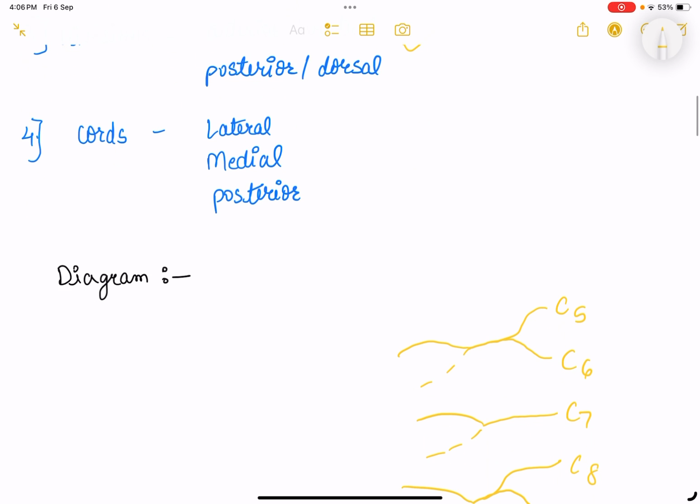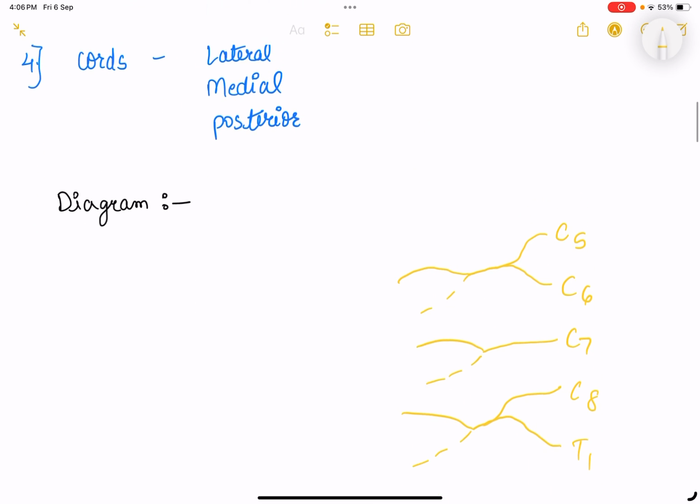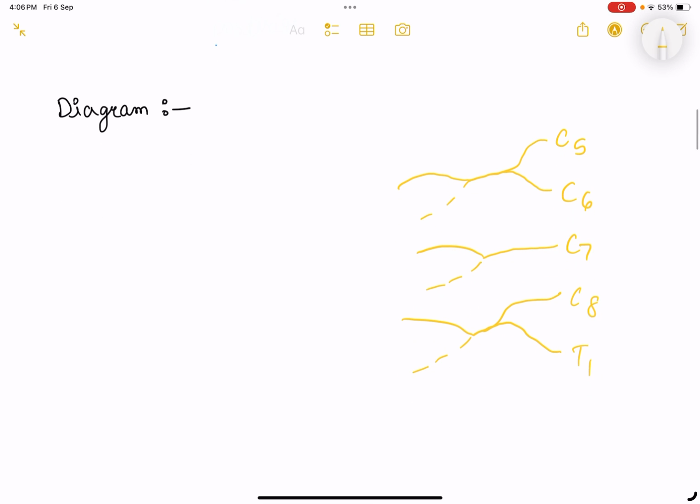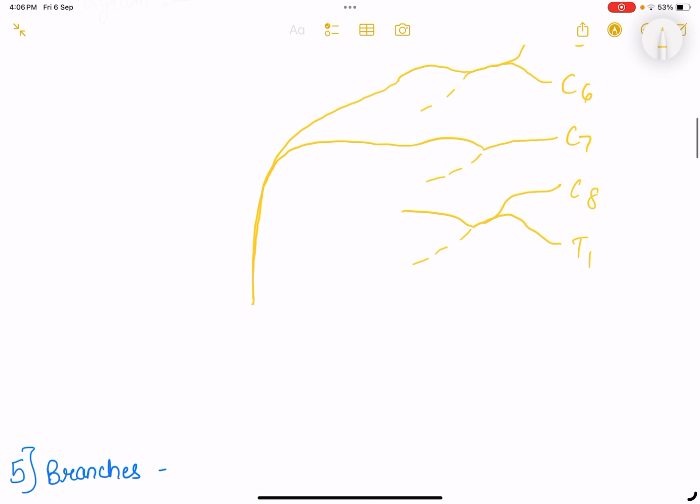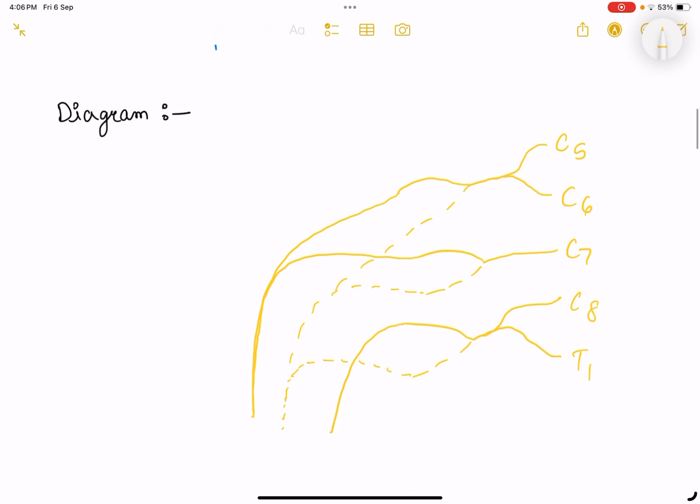Now I will explain to you the cords. There are three cords: lateral, medial and posterior. The lateral cord is formed by the joining of the anterior division of the upper trunk and middle trunk. The medial cord is formed by continuation of the anterior division of the lower trunk, while the posterior cord is formed by the fusion of the posterior divisions of all three trunks.